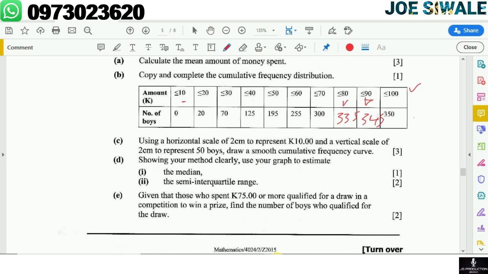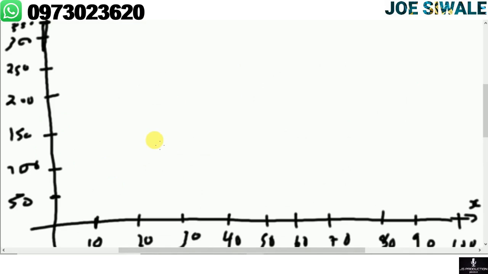So the first coordinate is 10, 0. So 10, 0, it's here. That's our first point. Then the second one, it's 20, 20. So 20, 20, since this is an approximation, I'll just put it here. This is just an approximation, it's not drawn to scale.